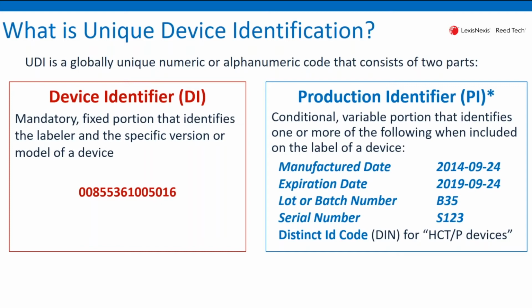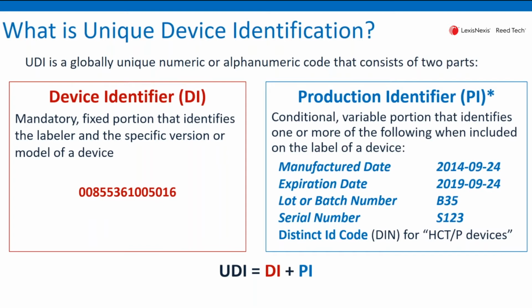The European Union is slightly different. They have some conditional rules on the manufacturing date. They have a serial or a software version identifier, and they don't make use of the DIN number. But in general, these two components, the device identifier and the production identifier, when placed together, create a full UDI. And again, the production identifier may not be there at all, or it might have one or any combination of those particular features.